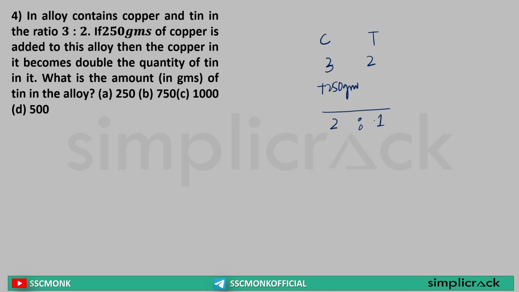Yes. Now, sir, this 2 is to 1 also can be written as, if I multiply it by 2, it will be 2 into 2 is equal to 4, so 2 is to 4. So this 2 part of tin is the same here. What has changed? Now the 3 part has been changed to 4 part by addition of 250 gram.